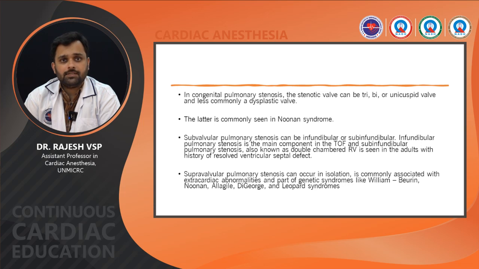Subvalvular pulmonary stenosis can be infundibular or subinfundibular. Infundibular pulmonary stenosis is the main component in the tetralogy of Fallot, and subinfundibular pulmonary stenosis, also known as double chambered RV, that is DCRV, is seen in adults with a history of resolved ventricular septal defect. Supravalvular pulmonary stenosis can occur in isolation, is commonly associated with extracardiac abnormalities, and is part of genetic syndromes like Williams-Beuren, Noonan's, Alagille's, DiGeorge, and LEOPARD syndromes.